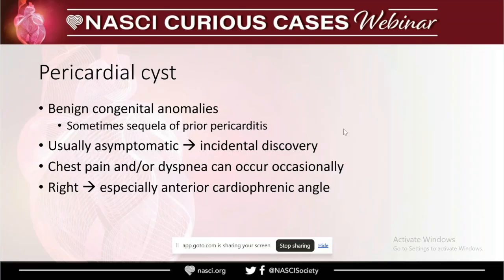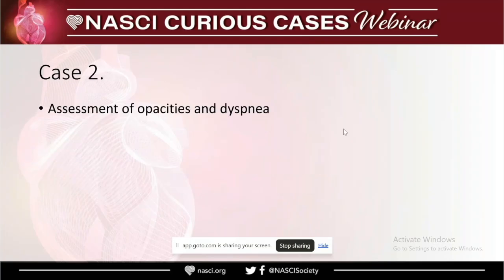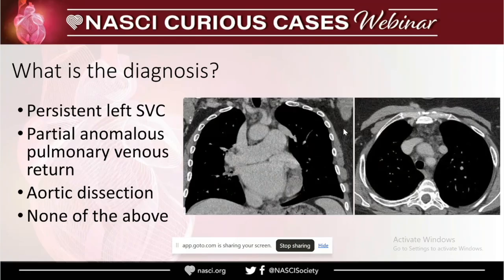So let's see. The next case is a patient who came for assessment of opacities and dyspnea. You have two images, and we need to find the diagnosis, which is, of course, incidental. The options are persistent left SVC, partial anomalous venous return, aortic dissection, or none of the above. I'm going to give you a couple of minutes to work out which option it is.